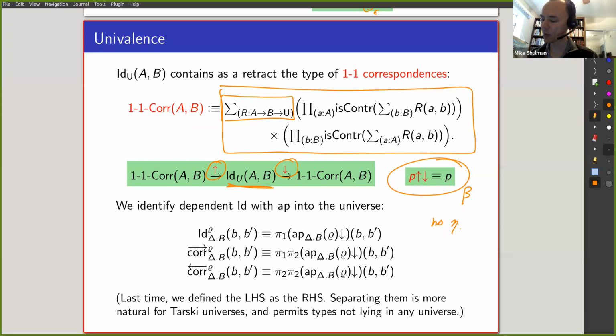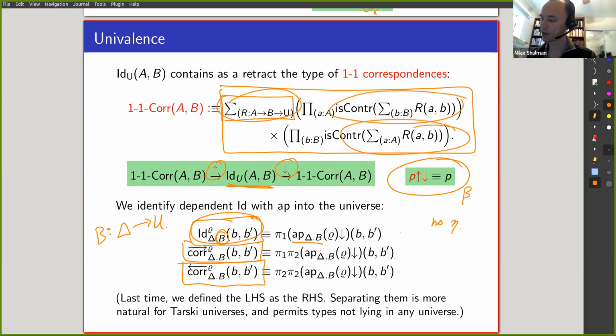And once we have this, then we can identify this dependent identity type and these witnesses that it's a one-to-one correspondence with the ones that we would get from taking this type family here, B, and regarding it as a map into the universe, so that I can do app of it and then demote it to a one-to-one correspondence and extract the pieces of a one-to-one correspondence. The correspondence gives me the identity type, and then these two witnesses of contractibility give me these correspondence witnesses.